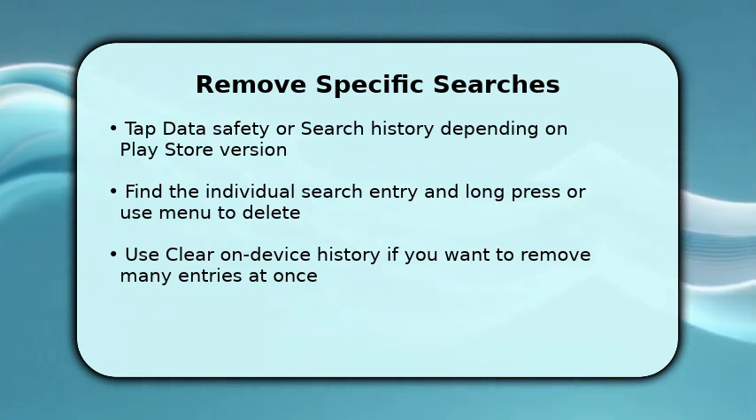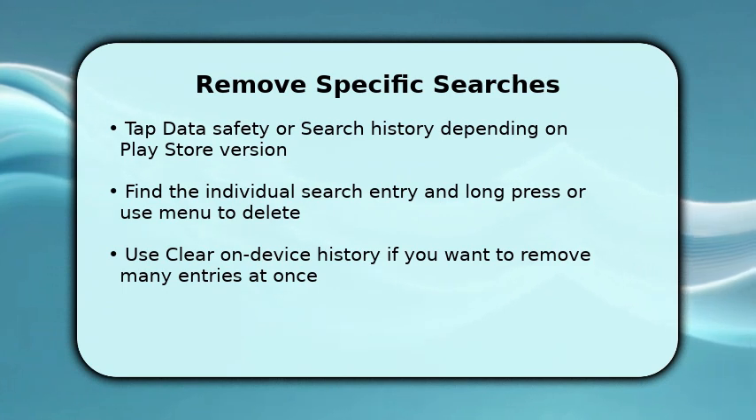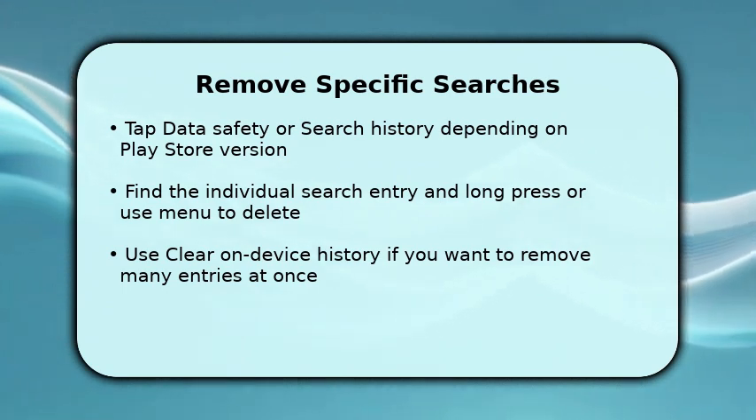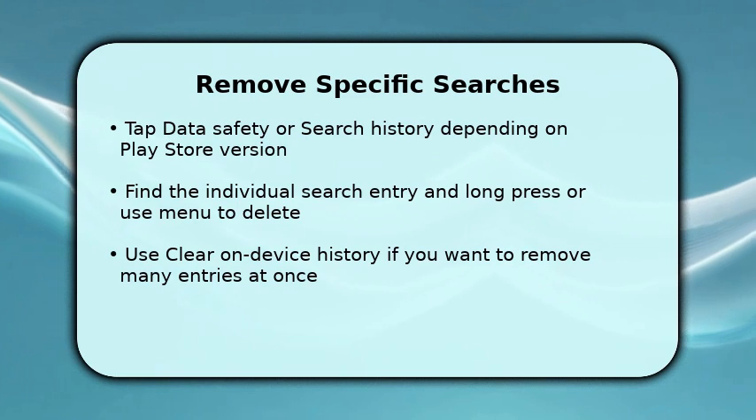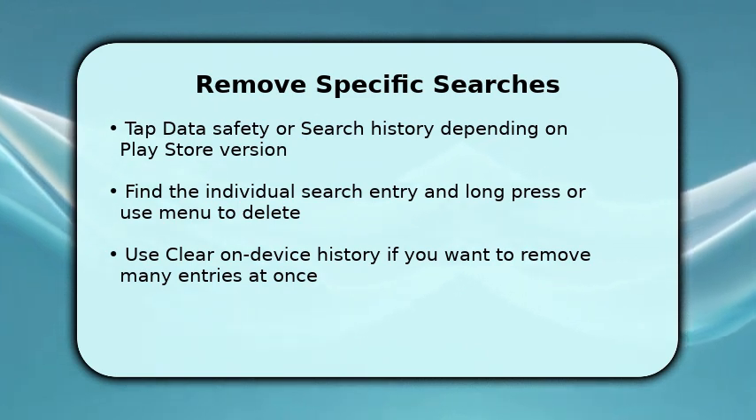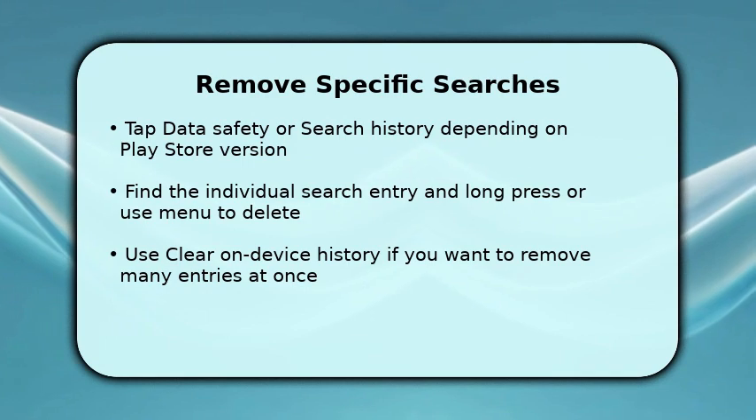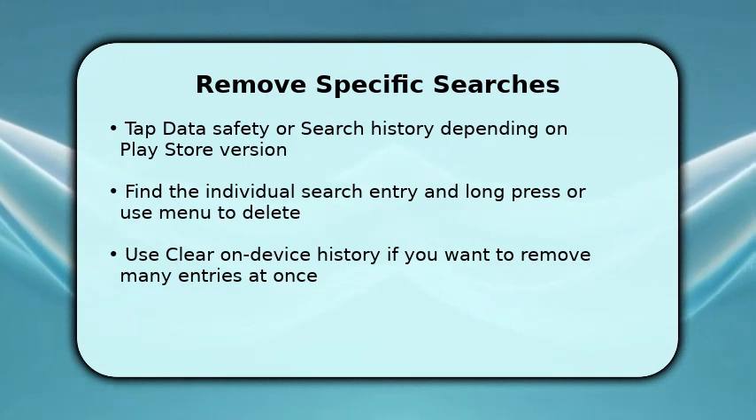If the Play Store version shows a Clear on Device History option, use it to remove multiple entries at once. This clears local suggestions, but Google account web activity may still retain records. Make sure to confirm deletions when prompted.